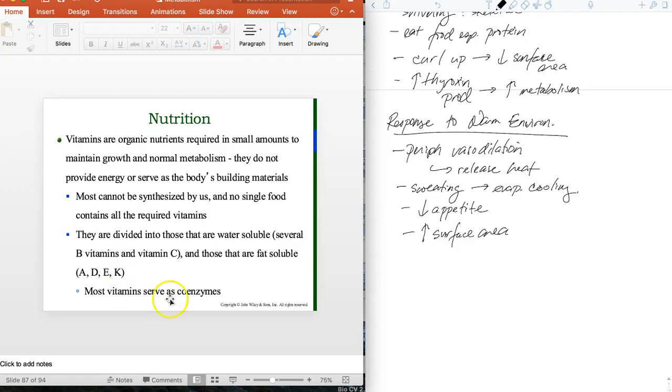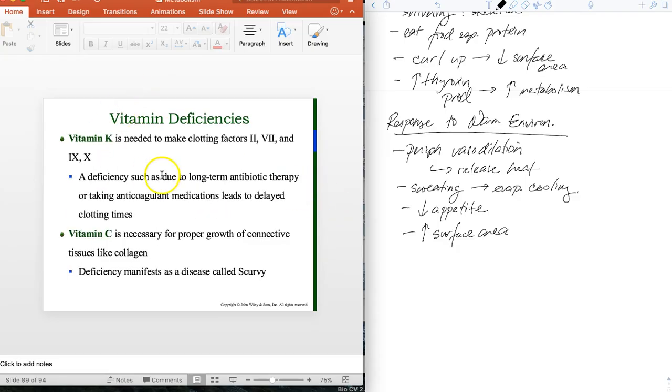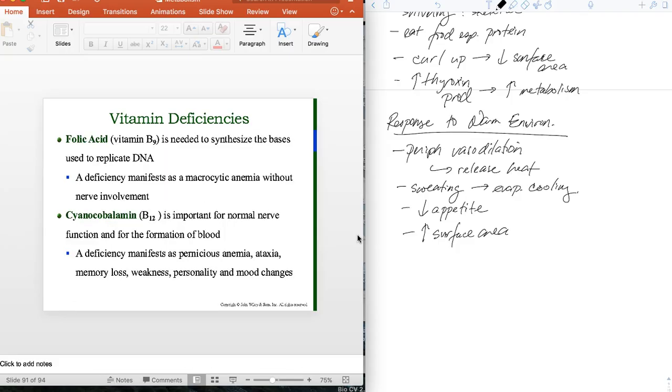I would go back and look at the functions of your fat-soluble vitamins. And again, this kind of emphasizes it. Vitamin A, night blindness. Vitamin D, calcium issues. Vitamin K, issues with clotting. Vitamin C is collagen synthesis. That's not one of the fat-soluble ones. And niacin, thiamine, let's leave that to some of your nutrition classes. Same with those, I would know the roles of these, but I'm not going to give you the specific deficiencies.